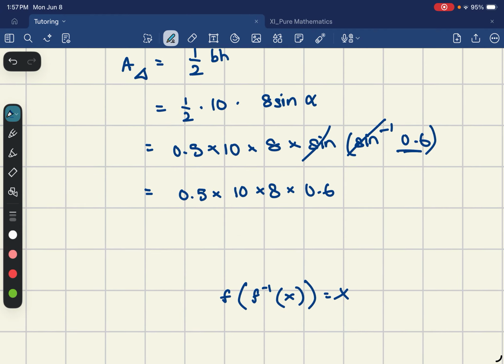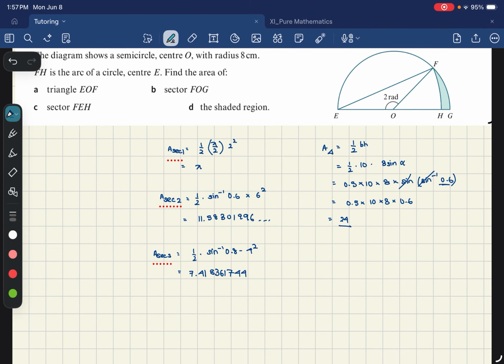So you just use that property. All right, 0.6. So you get 0.5 times 10 times 8 times 0.6. That gives you 24. All right. So now you do the following. 24 minus pi minus this, and your final answer is the same, 1.86 centimeters squared.